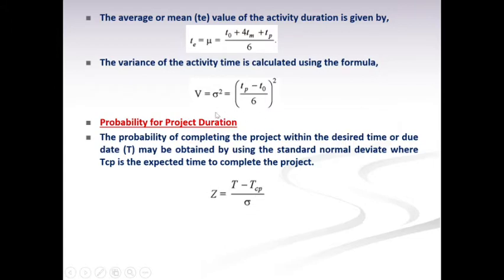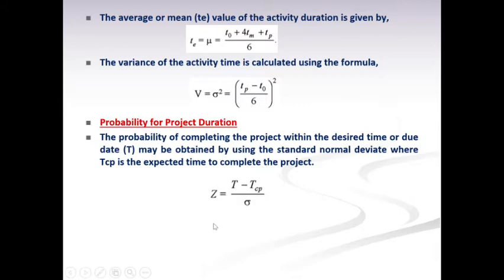If you just add all the variances of the critical path, that will give you sigma square. And if you just take the square root of it, we will be getting sigma. So here sigma is actually the standard deviation of the total of the critical path.